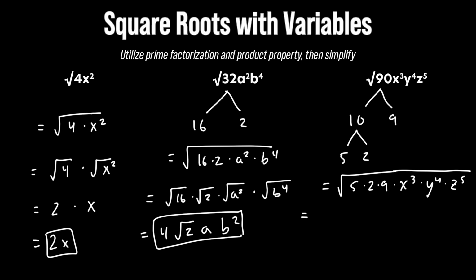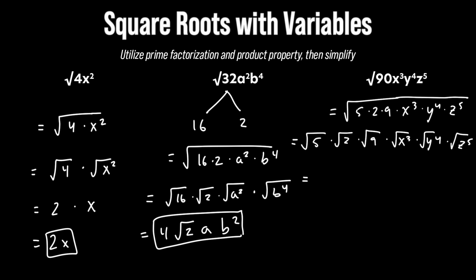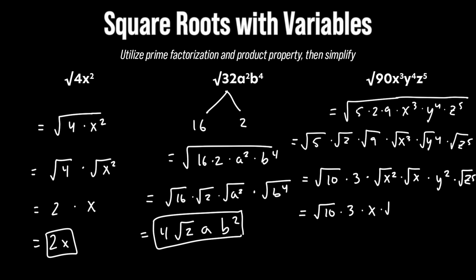This is going to be equal to, now let's simplify this part. So square root of 5 and square root of 2, we're just going to make that square root of 10. Square root of 9, we'll make that 3. Square root of x cubed, we actually can break it up into square root of x squared and square root of x. Square root of y to the 4th is going to be equal to y to the 2nd, and we have square root of z to the 5th. Now this is going to be equal to square root of 10 times 3 times x times square root of x times y to the 2nd.